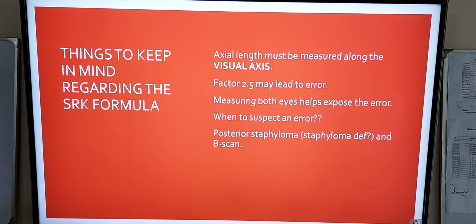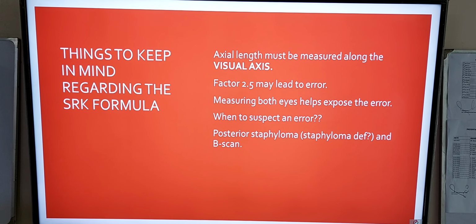leads to errors. We must always measure the IOL power using the SRK formulas for both the eyes and not a single eye. The reason is that there are always chances of errors. There are three main conditions in which errors might occur. Number one, if the difference between the axial lengths of both eyeballs is 0.5 mm or above, then we must suspect an error and we need to check both eyes.